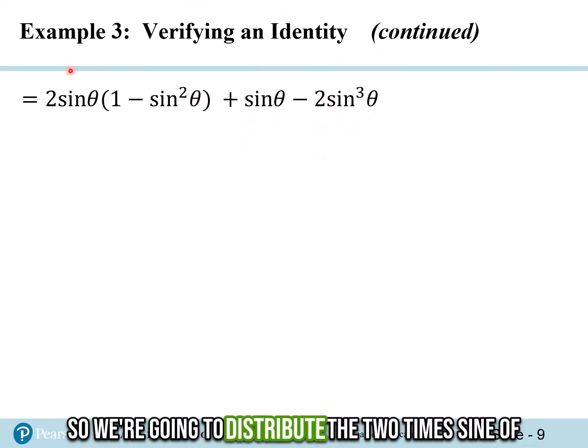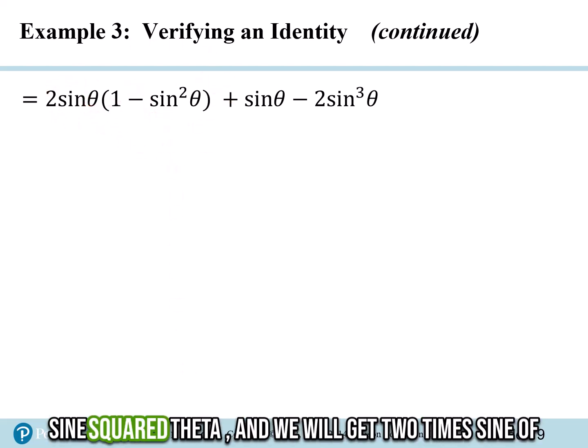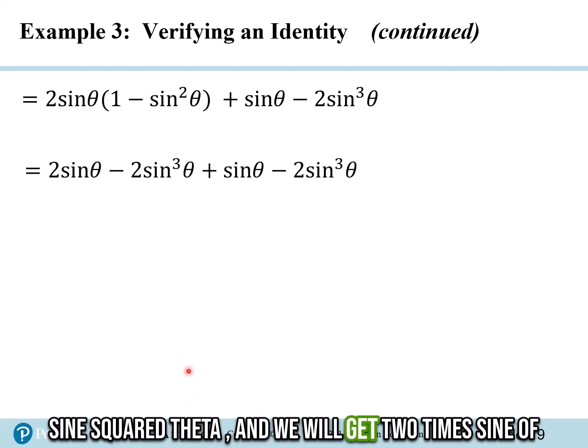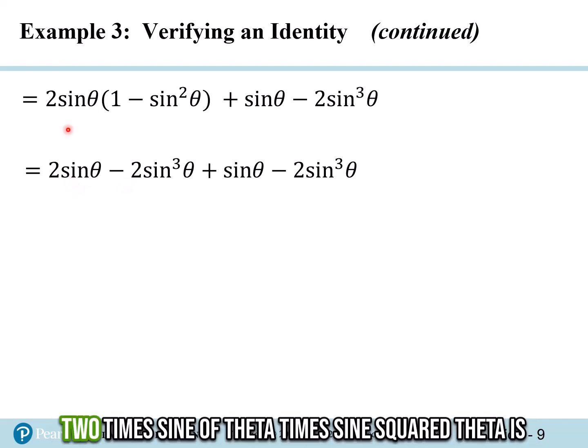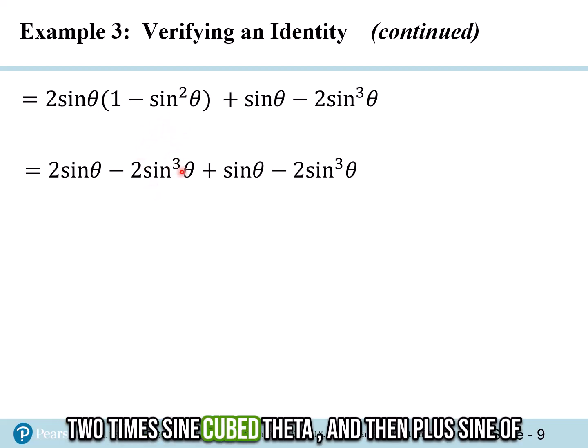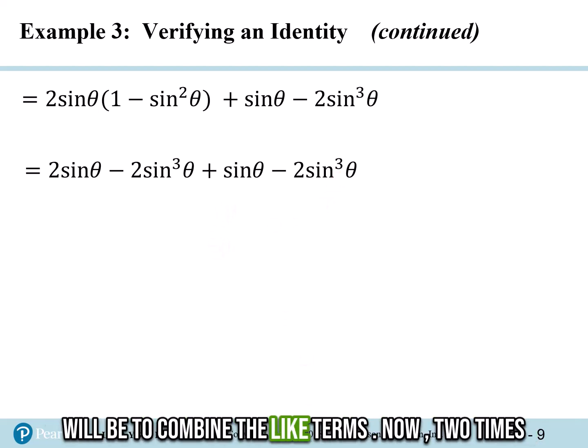So we're going to distribute the 2 times sine of theta to the terms in the brackets, 1 and negative sine squared theta, and we will get 2 times sine of theta times 1 is 2 times sine of theta, minus 2 times sine of theta times sine squared theta is 2 times sine cube theta, and then plus sine of theta minus 2 times sine cube theta. The last step will be to combine the like terms.